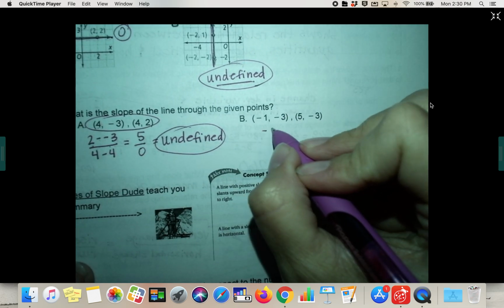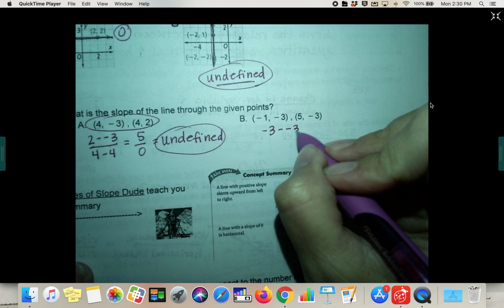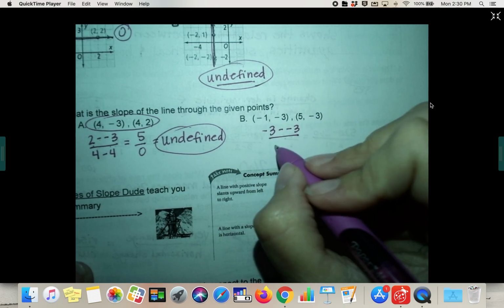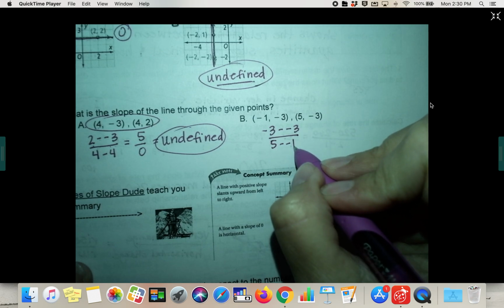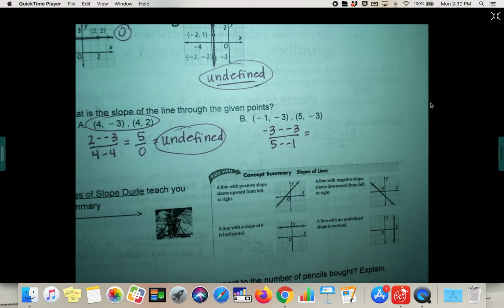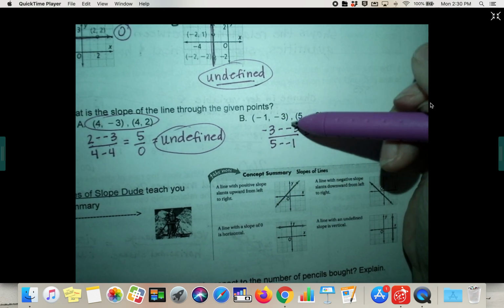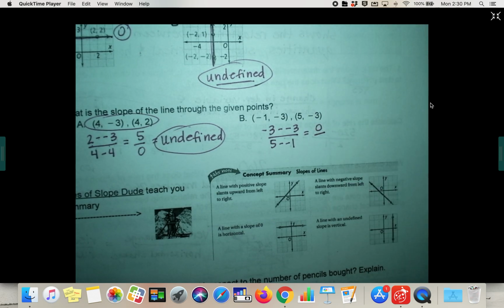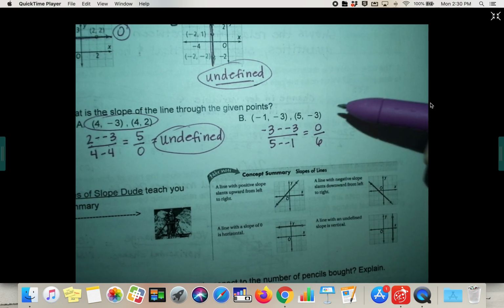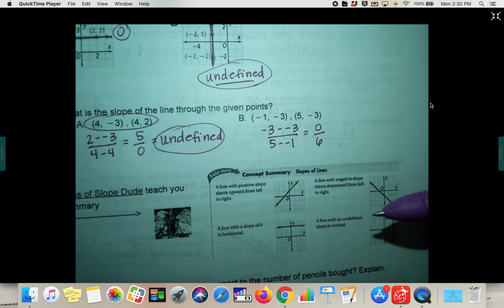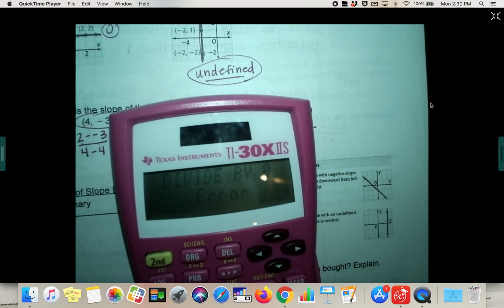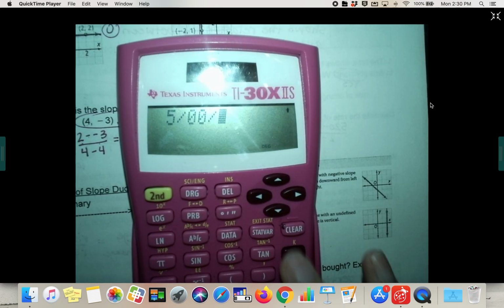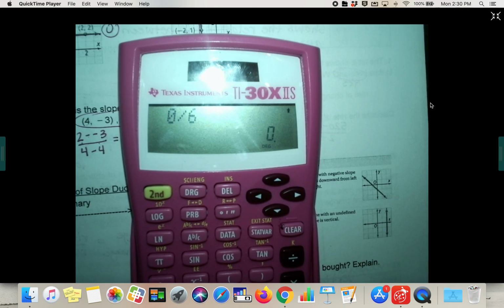-3 minus -3 over 5 minus -1. There's a lot of negatives here. All right, -3 minus -3. Put in your calculator if you're not sure, but it is 0. And then 5 minus -1 should be 6. Have you ever divided 0 divided by a number? Let's try it. 0 divided by 6 is 0.